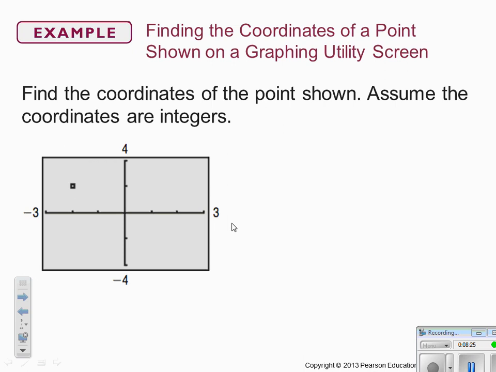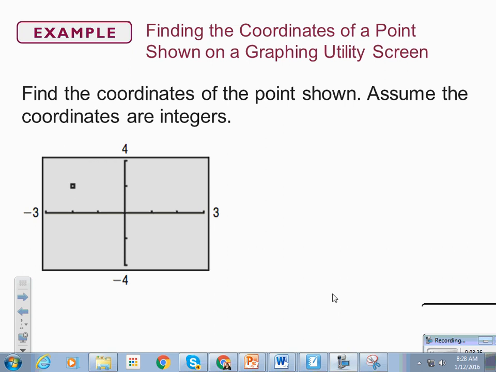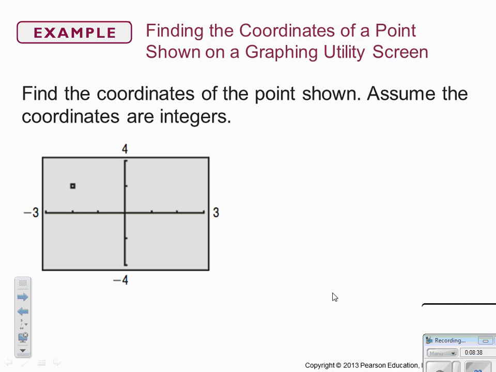So we're going to go ahead and do this. Find the coordinates of the point shown. Assume the coordinates are integers. Because our Y scale is counting by twos, and the X scale is counting by ones, this coordinate is at negative two, comma, two.